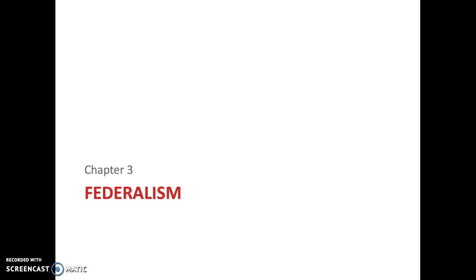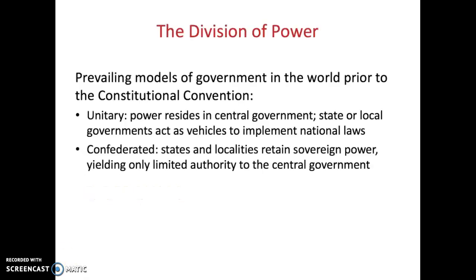Hey everybody, we're going to talk about federalism today, which goes along with our discussion about the Constitution. We have a federal system of government. What we don't have is a unitary system of government or a confederation, or a confederated system of government. In a confederated system of government, the states and locals have more power over the centralized government, and essentially there is no centralized government either.